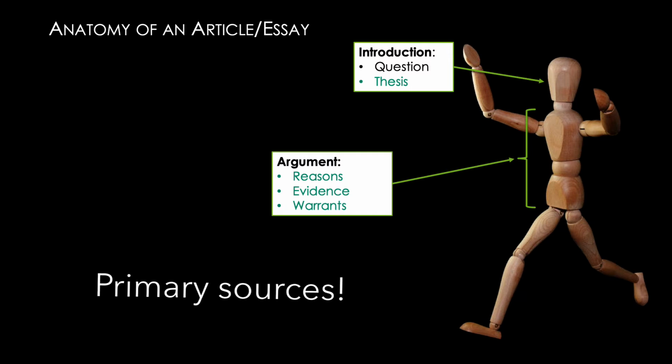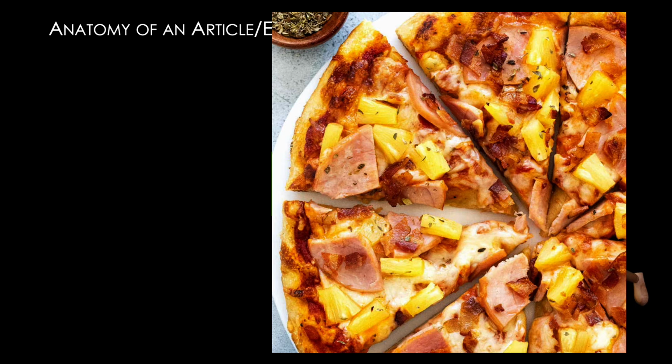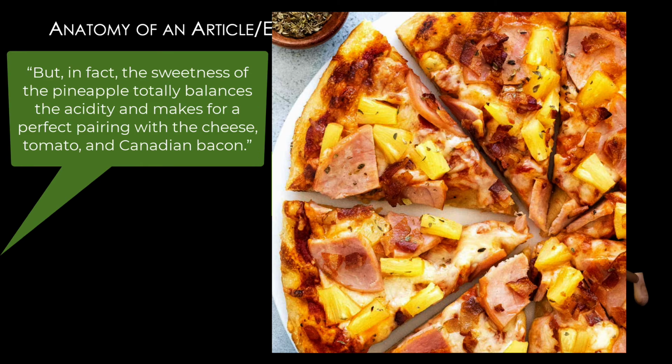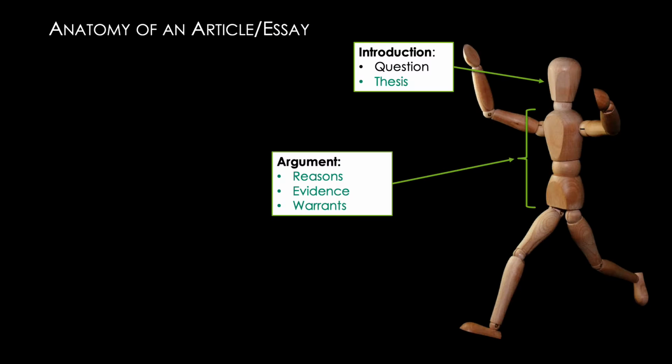Finally, and less frequently, arguments are also comprised of what is called warrants. A warrant is essentially a rhetorical strategy whereby a historian addresses what would be a counter-argument to something that she or he has said. For example, if I were making the argument that Hawaiian pizza is the best type of pizza, I might add a warrant like, I know what you're going to say, pineapple is too acidic and clashes with the tomato sauce, but in fact, the sweetness of the pineapple totally balances the acidity and makes for a perfect pairing with the cheese, tomato, and Canadian bacon.